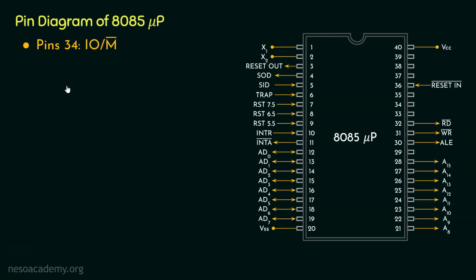So we will start off with the pin number 34, that is IO/M bar. Now we already know the microprocessor can communicate with both the memory and the input-output devices. However, in order to communicate with the input-output devices, the microprocessor is going to use the input-output ports.